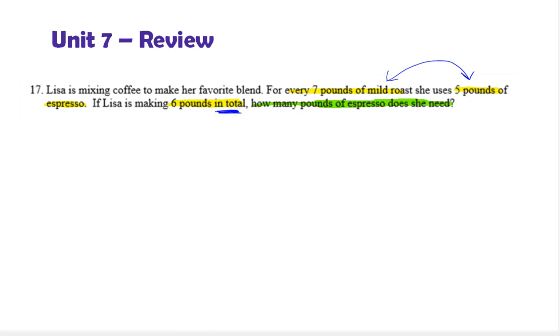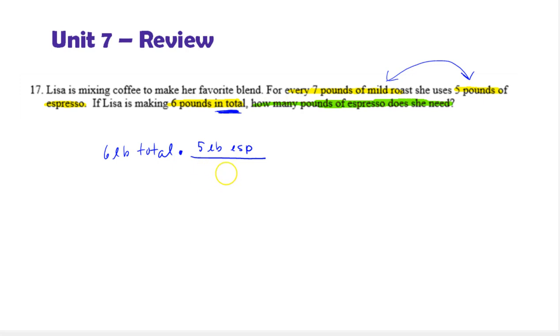Here we're given a relationship between mild roast and espresso, but we're going to need to adjust so the total will cancel. We'll see that in just a second. And we want to know how many pounds of espresso she needs. So I'm going to start by writing 6 pounds, and I'm going to indicate that it's total. Now we want espresso to be our answer. Notice we have 5 pounds of espresso, so I'm going to put 5 pounds ESP for espresso. But I don't want to put 7 pounds of mild roast in the bottom. I want to put the total.